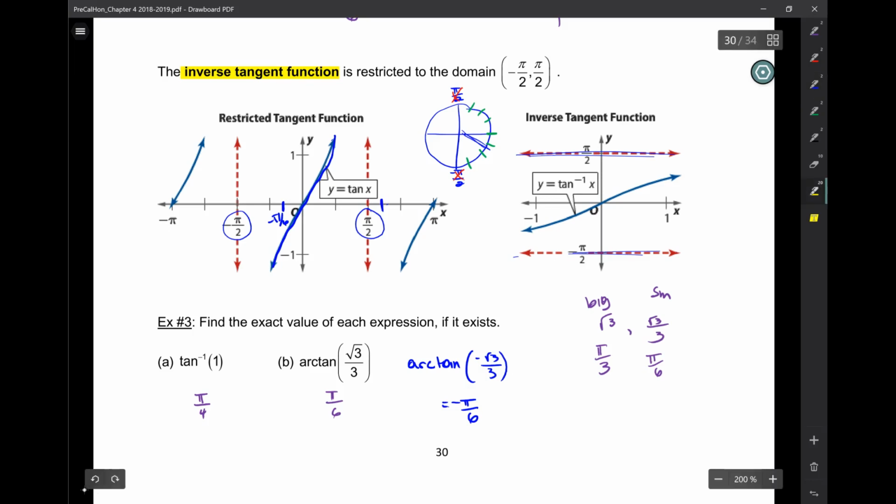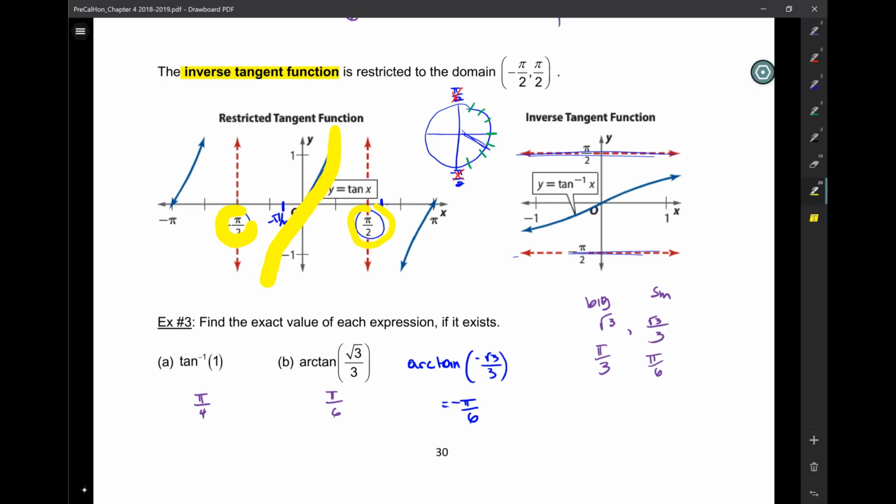Because we go with the actual graph, and the graph is one-to-one. It passes the horizontal line test for this one period, negative pi over 2 to pi over 2. If you look on the x and y axis, it's negative pi over 2 to pi over 2. So on the unit circle, it has to be the same: negative pi over 2 to pi over 2.